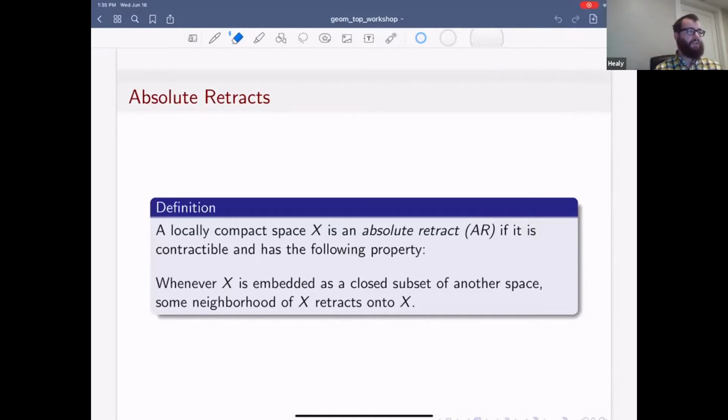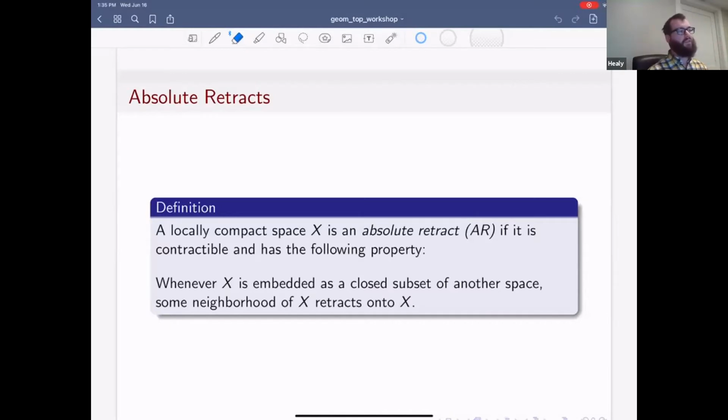So a space which is locally compact and contractible is an absolute retract if it has this funny property, which is that if you embed that space as a closed subset of another space, some neighborhood of that embedding retracts onto the space itself. So maybe you've seen absolute retracts before. I know some of you certainly have. But if you haven't, the picture you can sort of keep in mind is CW complexes, which are the nicest version of this, and it's not really too much more generic than that.